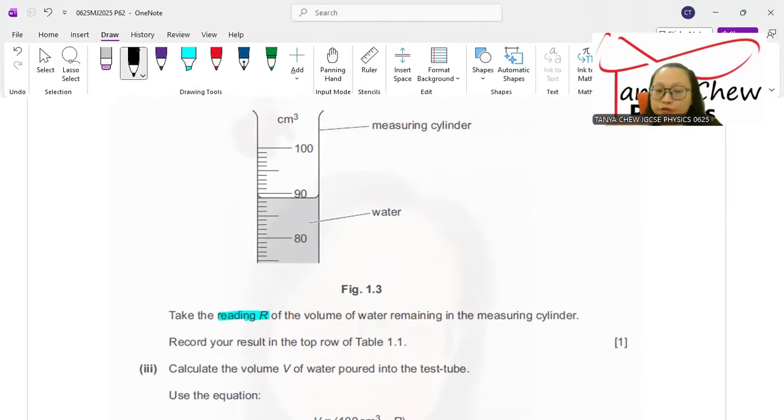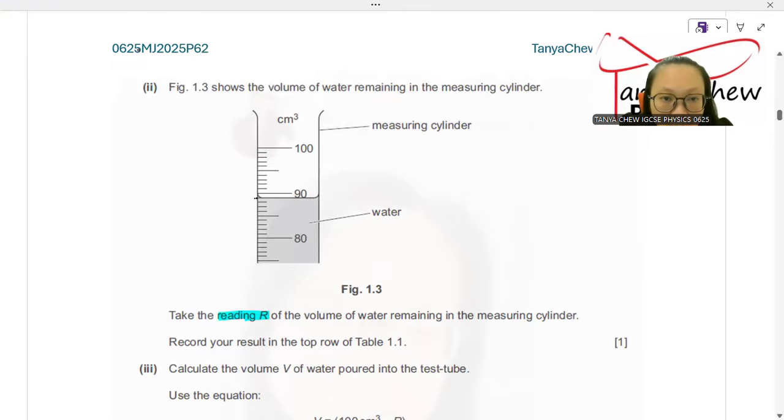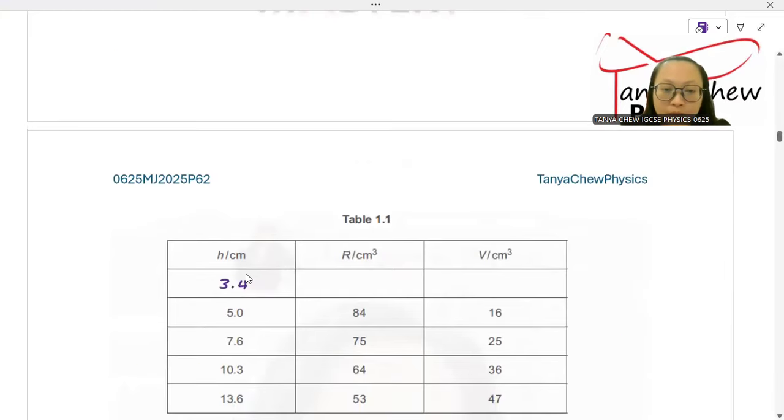Before you take your reading, when a diagram is being given, when a figure is being given, make sure that you take the reading below the meniscus. So this is actually 89 cm³. So I'm going to fill in the table. R is 89 cm³.